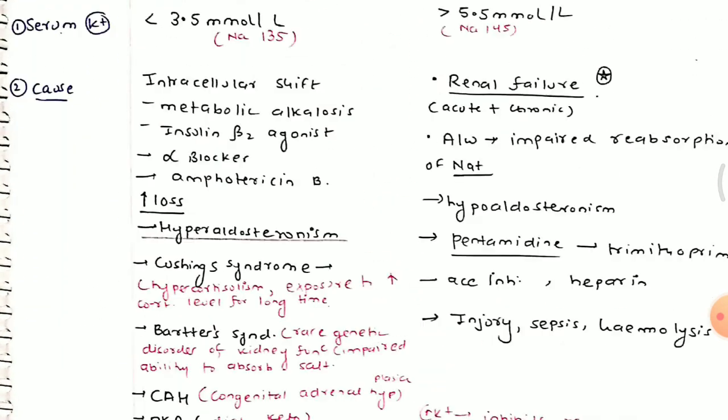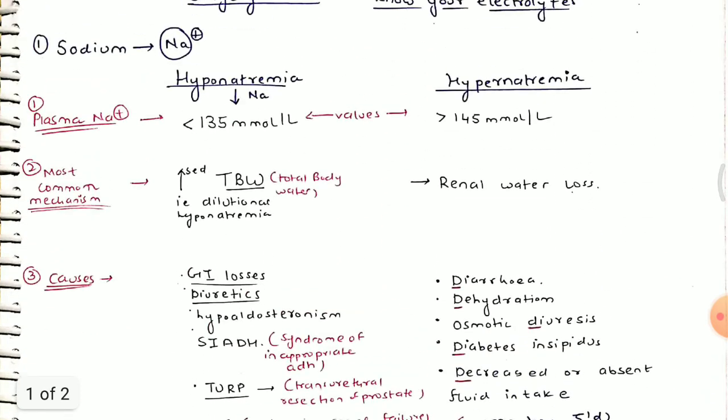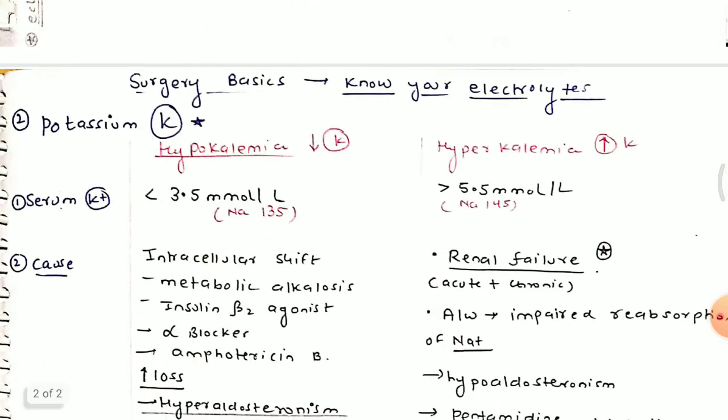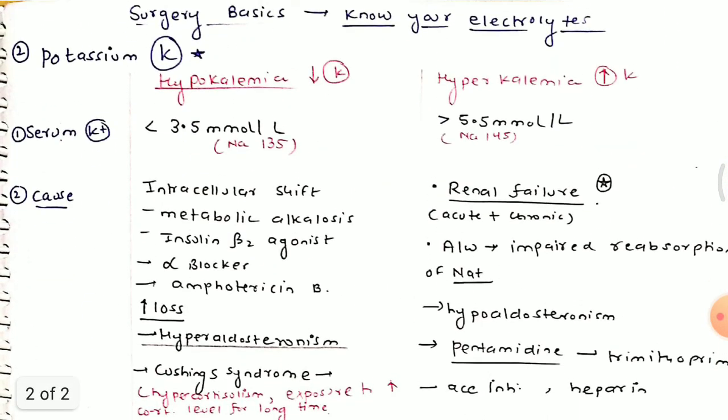Okay guys, so with this we have seen the different types of conditions which occur, some normal ranges of sodium and potassium, the respective states of hypokalemia and hyperkalemia as well.